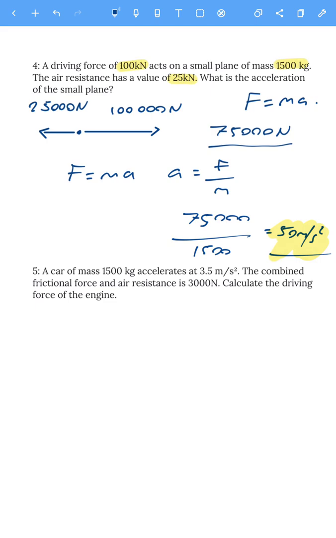Okay, right, last one then. So we've got a car. This car's got a mass of 1,500 kilograms, and it accelerates at 3.5 meters per second squared. Now this is a tricky one. It says the combined frictional force and air resistance is 3,000 newtons, and we need to calculate the driving force of the engine. So I'll do a body diagram. So this is my car, and we've got a frictional force, so put that to the left, of 3,000 newtons.